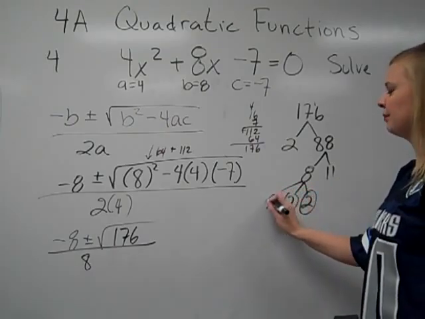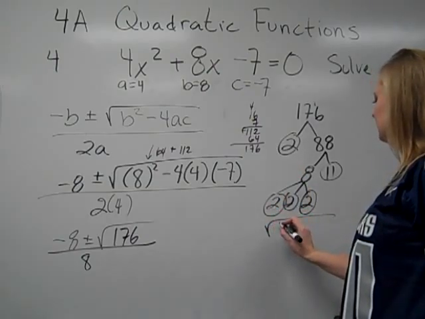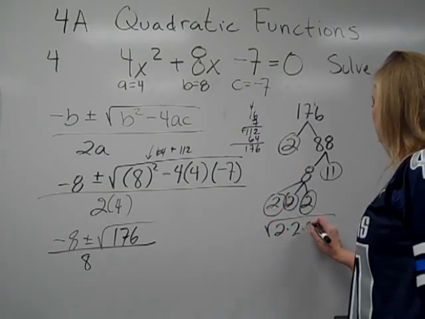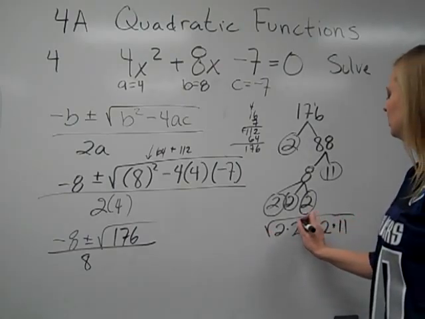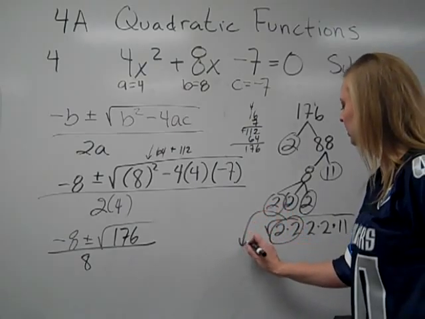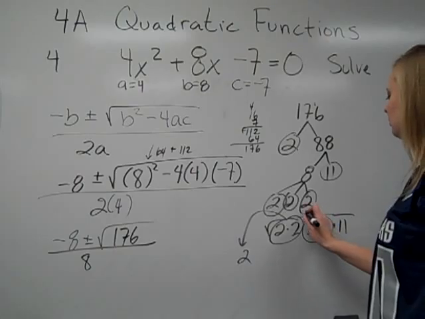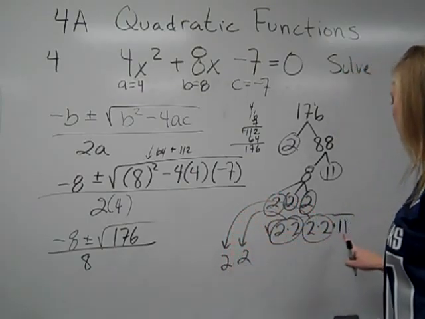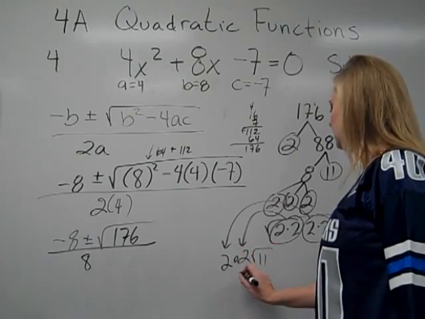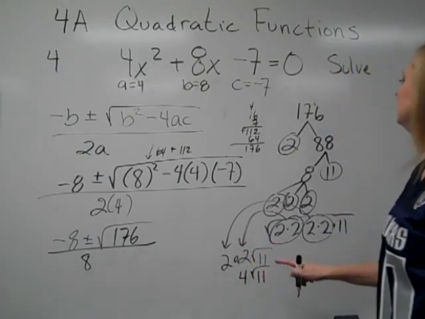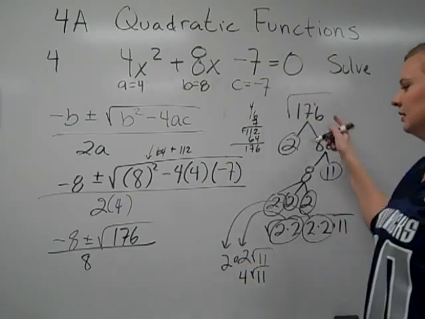So I'm going to circle my prime numbers so I don't lose them. 176 is the square root of 2 times 2 times 2 times 2 times 11. 2 times 2 is 4, and the square root of 4 is 2. 2 times 2 is 4, and the square root of 4 is 2. I'm left with the square root of 11. So I have 4 square root 11 as the simplification of the square root of 176.